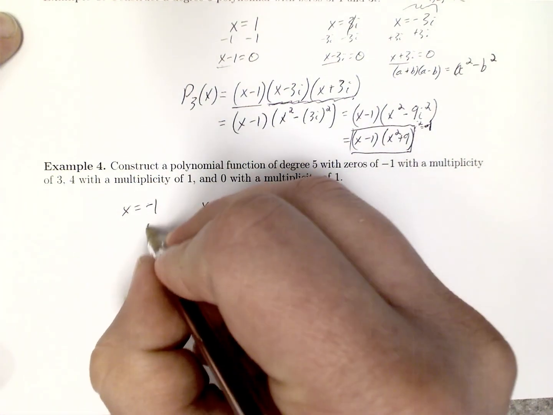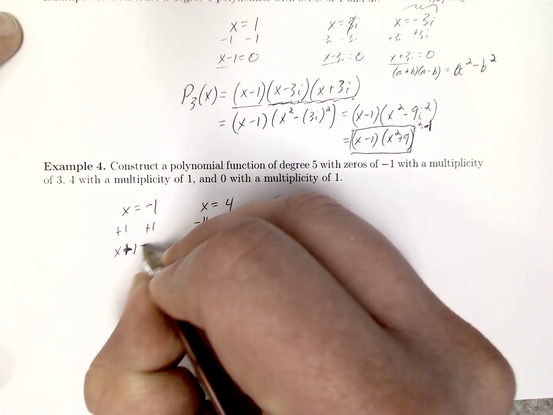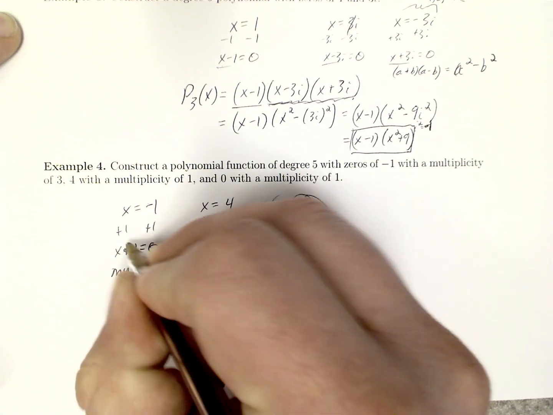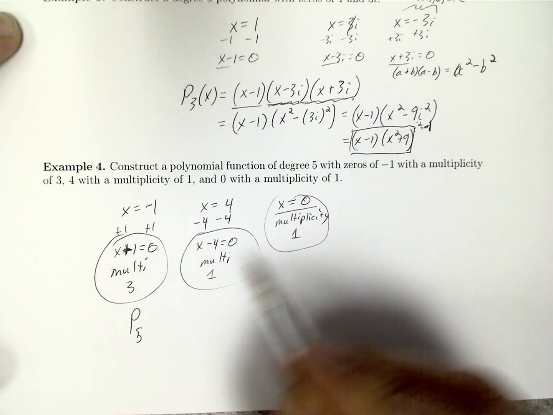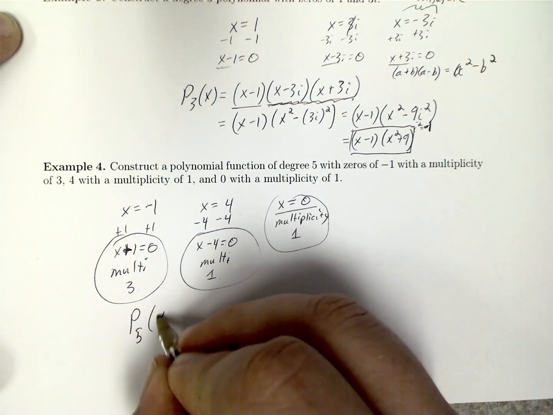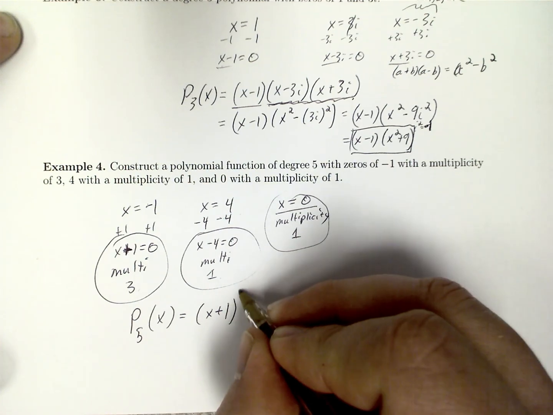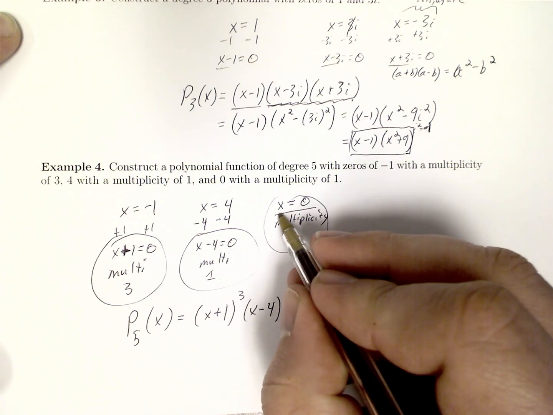And for this x minus 1, we need to add 1 to both sides. So we get x plus 1 equals 0. This has a multiplicity of 3. So what is our polynomial of degree 5? Well, does 3 plus 1 plus 1 equal 5? It does. So we have x plus 1 to degree 3, x minus 4, and then we also have just x.